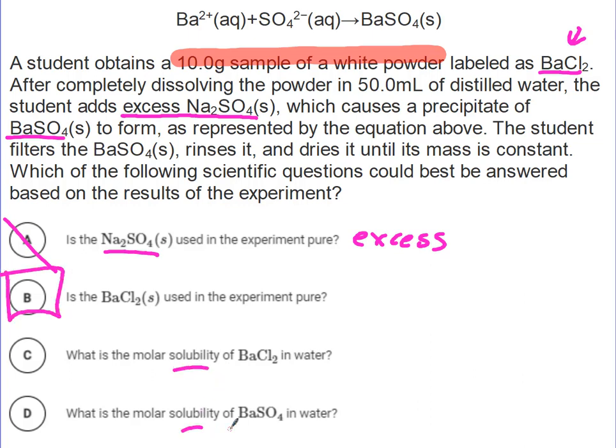For molar solubility, we'd have to have saturated solutions, which we won't have if we're just mixing two amounts without making it saturated.